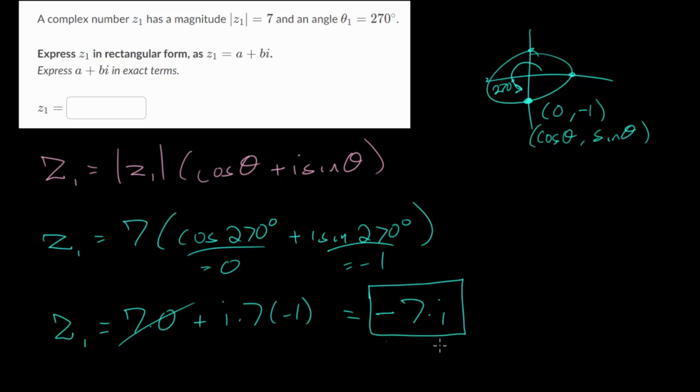But this makes sense because its magnitude would be 7. It is just 7 units straight down on the imaginary axis. And numbers that are on the negative imaginary axis, any number here, would have an angle of 270 degrees. So this does match up with the information we were given. We can use the formulas to verify that if we want, but this one is relatively straightforward.